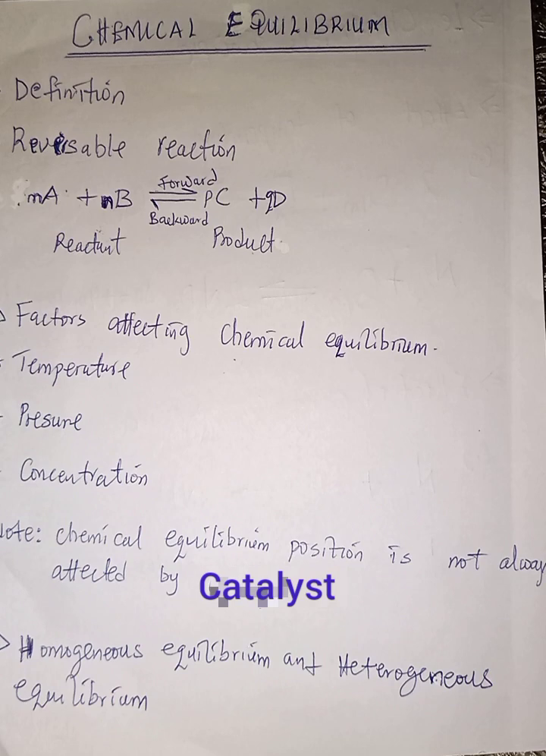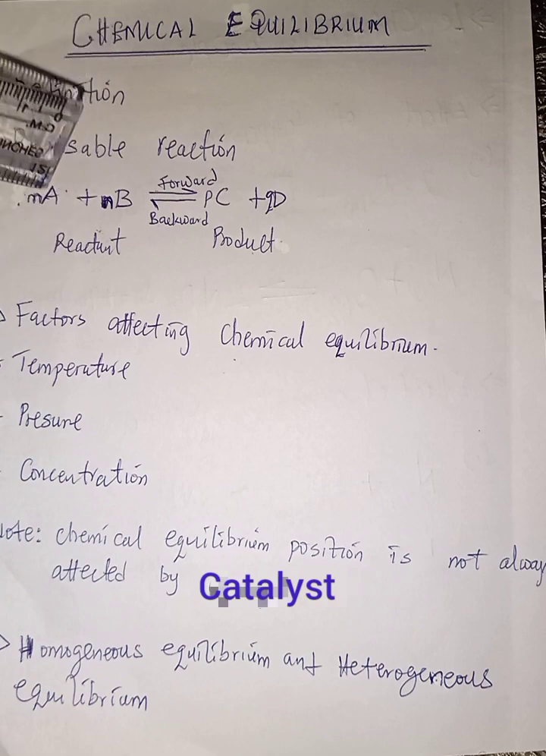Now, before I go into the definition, you should understand that we have some reactions we call reversible reactions, and you have what we call a closed system. In a closed system, most reactions have the ability to proceed in both forward and backward directions. A reaction that can proceed in both directions is called a reversible reaction.